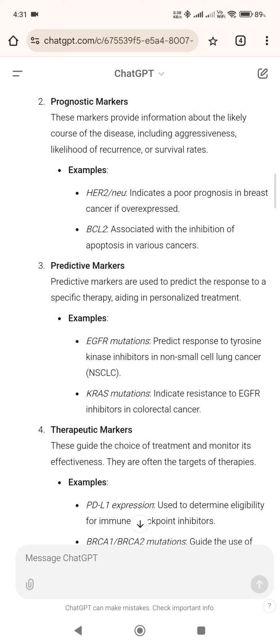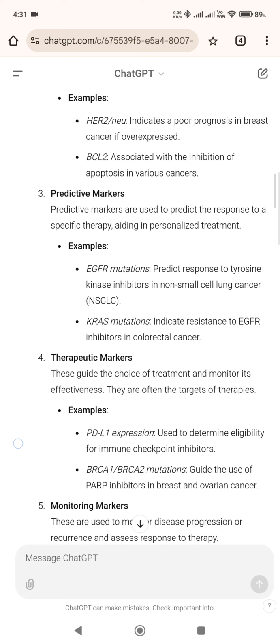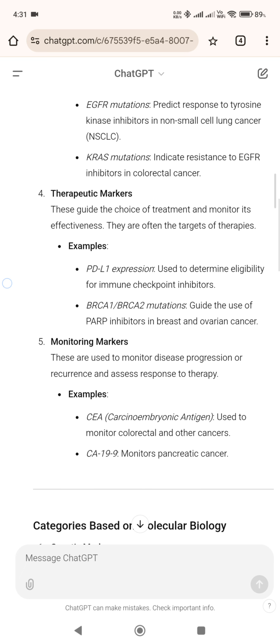3. Predictive markers. Predictive markers are used to predict the response to a specific therapy, aiding in personalized treatment. Examples: EGFR mutations predict response to tyrosine kinase inhibitors in non-small cell lung cancer, NSCLC. KRAS mutations indicate resistance to EGFR inhibitors in colorectal cancer.